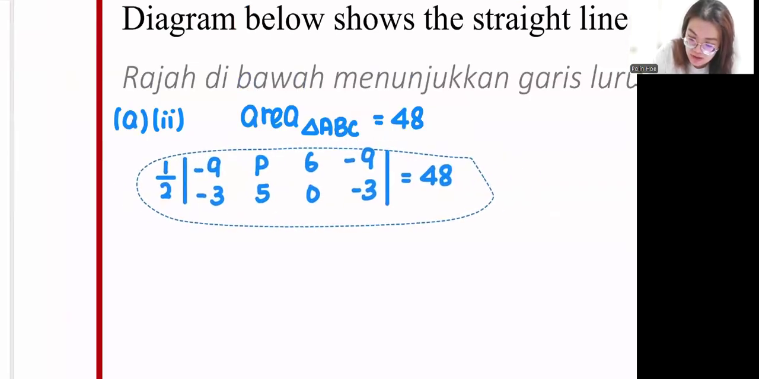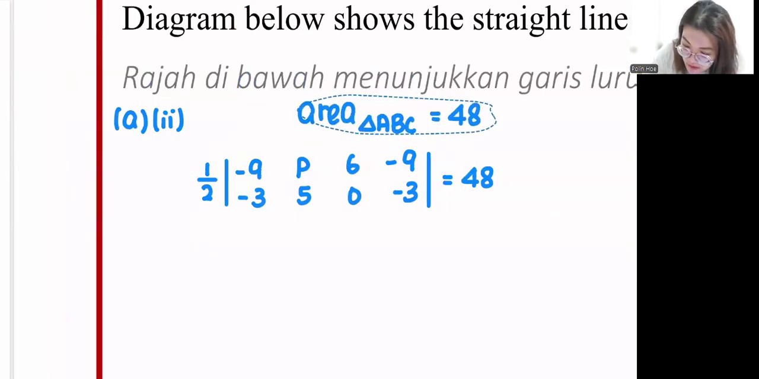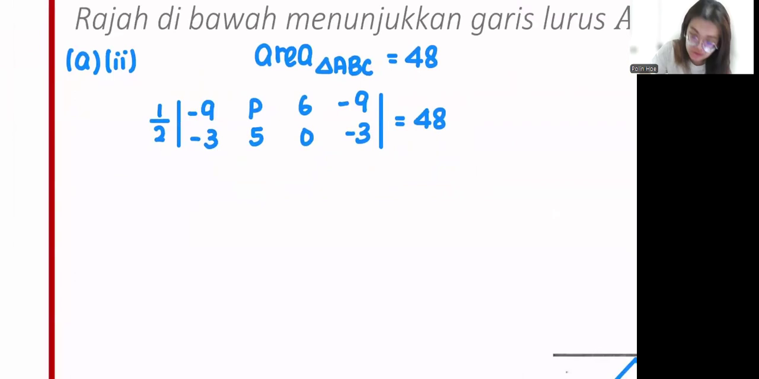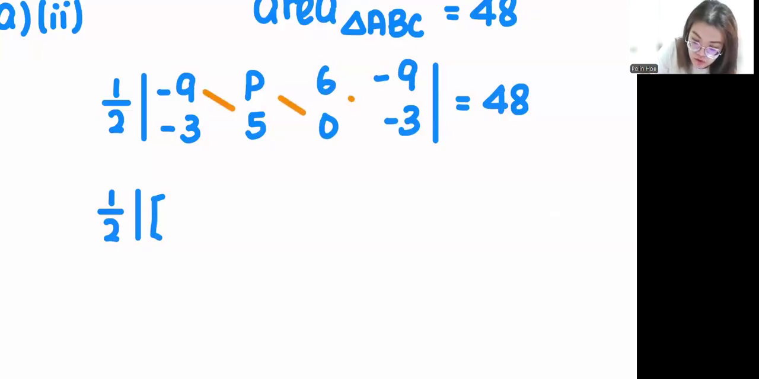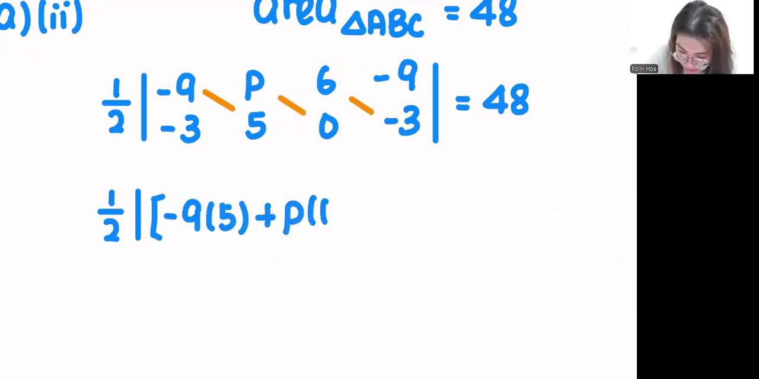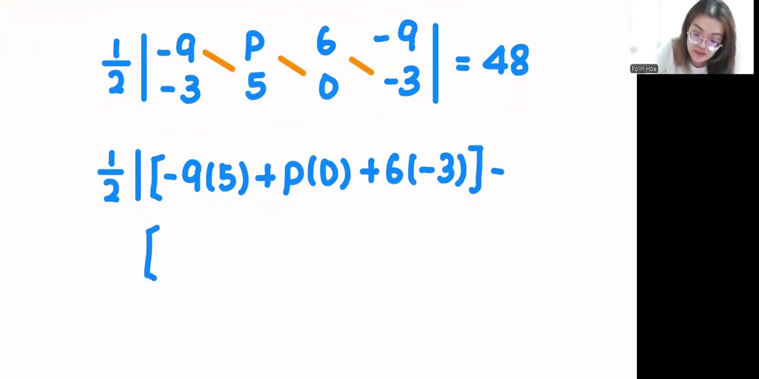And the next line, what is the important part? The bracket minus bracket. If you write plus for all, you are also wrong. You don't know what I'm talking about? It doesn't matter. Let's go. 1 over 2. I want my first bracket, shoelace, orange color first. I have -9 multiplied by 5 plus p multiplied by 0 plus 6 multiplied by -3, minus the second bracket. This is the part.